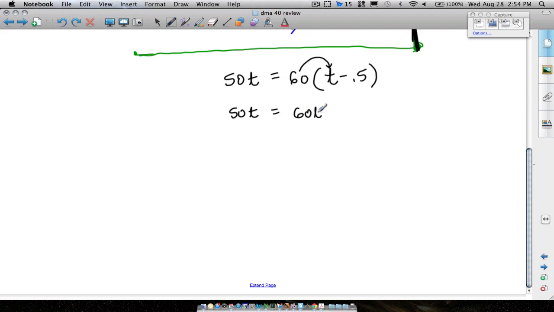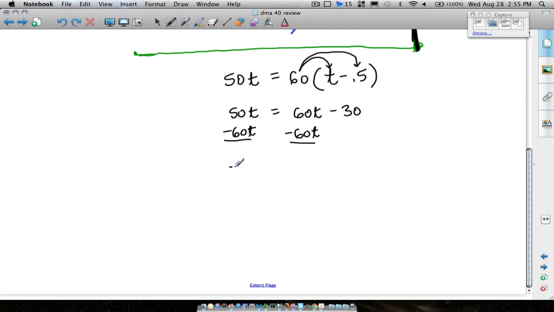60 times t is 60t. 60 times a negative 0.5, that will give you negative 30, or subtract 30. Because really all we're doing there is taking half of 60, and let's not forget our sign. Now, in this case, if you did move the smaller to the bigger, that can lead to some problems. Let's move the t over here, though. It'll be fine either way you do it. I'm going to subtract 60t from both sides.